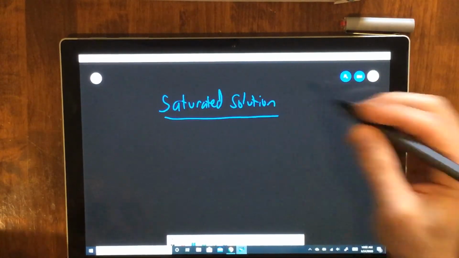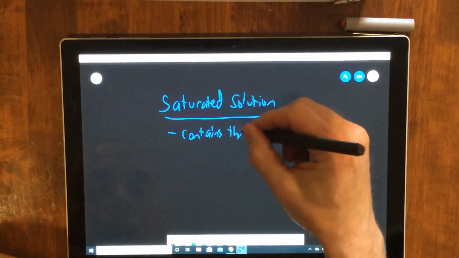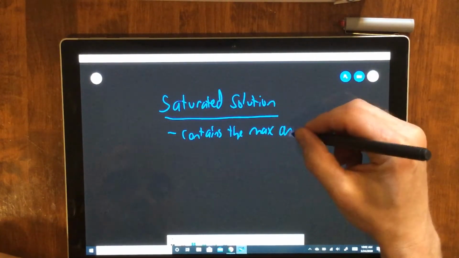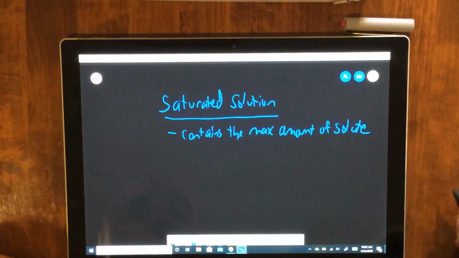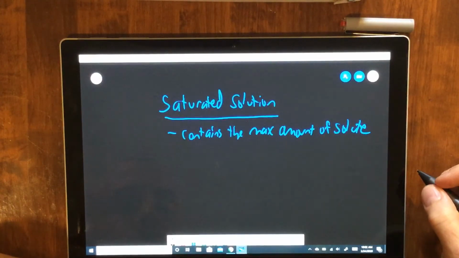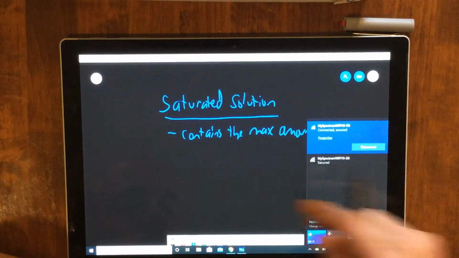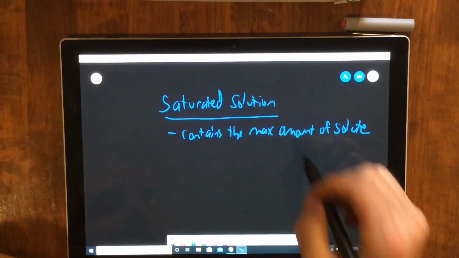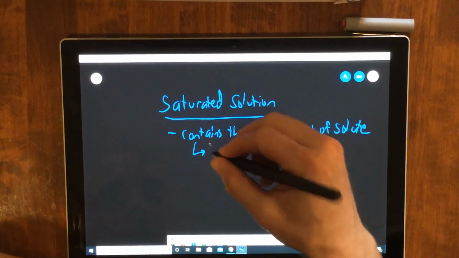Saturated solution. This contains the max amount of solute. I'll keep it brief. The max amount of solute. That means if you add any more, it will precipitate. So I'm just going to put that.